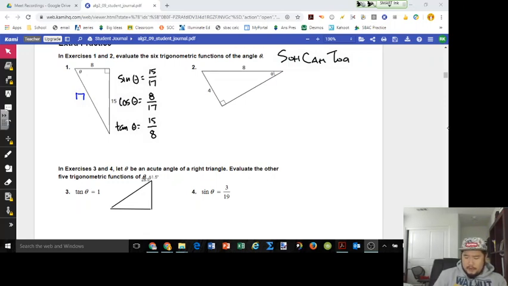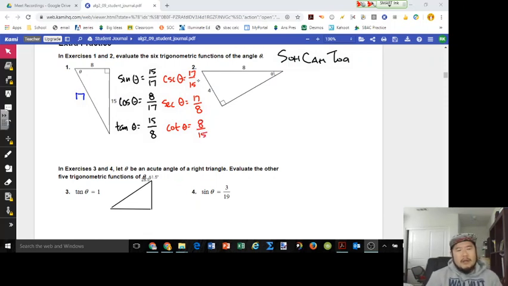Okay, so now let's think about what some of our inverses are. The inverse of sine is cosecant. So we'll have cosecant theta. And remember, all you need to do is take the inverse, or the reciprocal. The reciprocal of 15 over 17 will be 17 over 15. The inverse of the cosine ratio is secant. So secant theta is equal to 17 over 8. And then cotangent theta is going to be equal to 8 over 15.